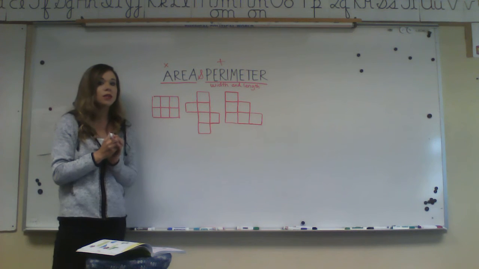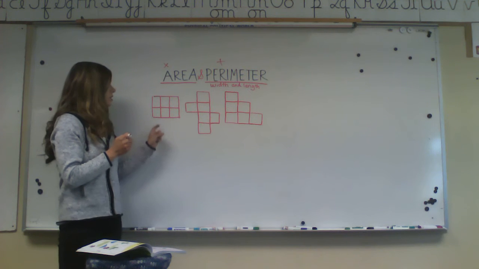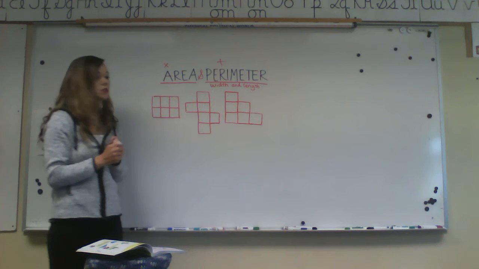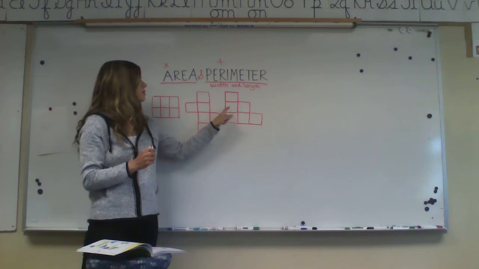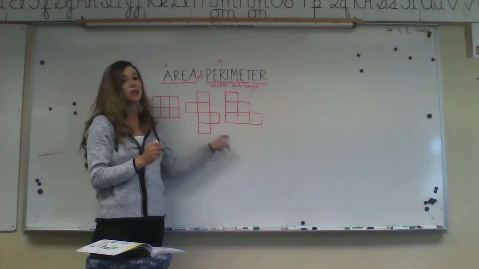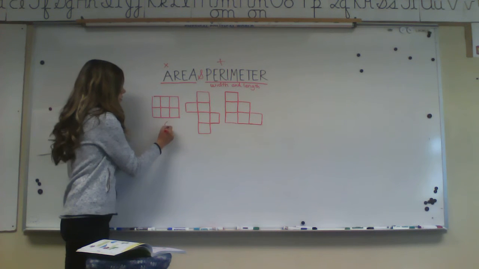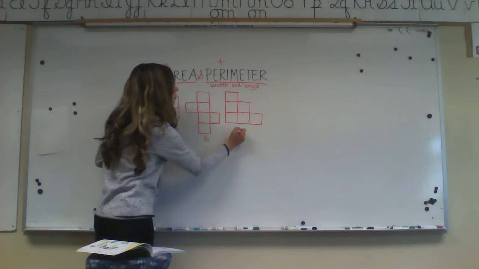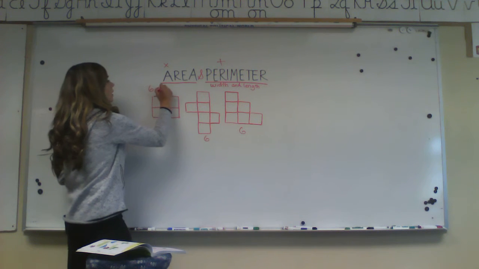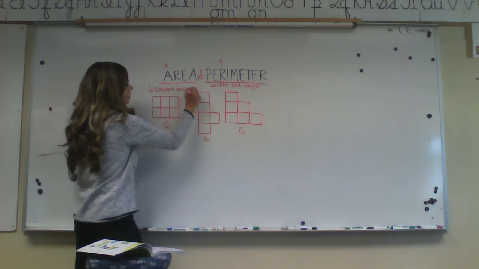So for area, I want you to look at these three figures and tell me how many square tiles you see in each of the figures. I see 6 in this one. I also see 6 in this one. It just looks a bit different. And then I see 6 in this third figure as well. That means that the area of all of these three figures is the same, because they all have 6 square tiles in each. So the area of these figures would be 6 square units. And that's how you would write the area.